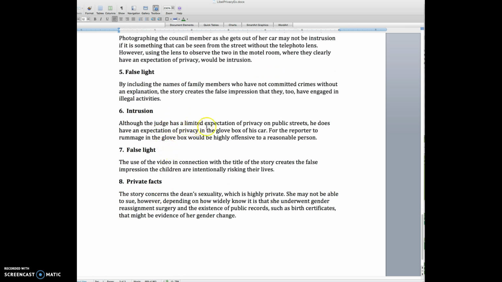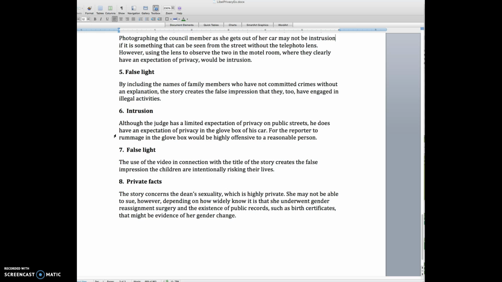Although the judge has a limited expectation of privacy on public streets, he does have an expectation of privacy in the glove box of his car. For the reporter to rummage in the glove box would be highly offensive to a reasonable person.